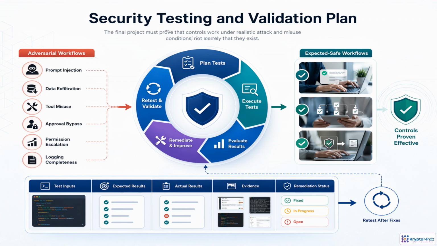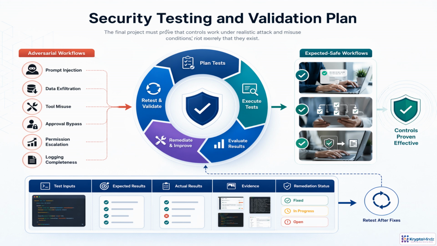A security plan is credible only when it is tested like a real system, not reviewed like a checklist. Build cases for prompt injection, data exfiltration, tool misuse, approval bypass, privilege escalation, and logging gaps. Include normal workflows that should succeed, as well as adversarial workflows that should be blocked or contained.